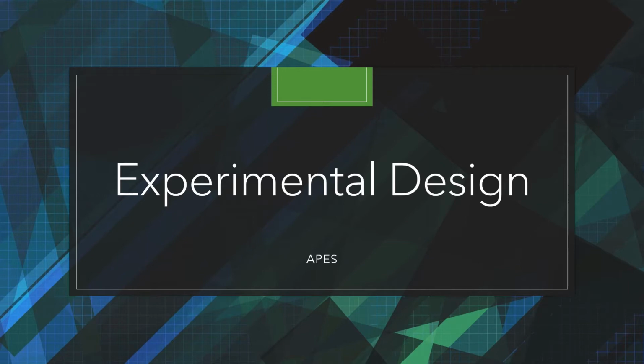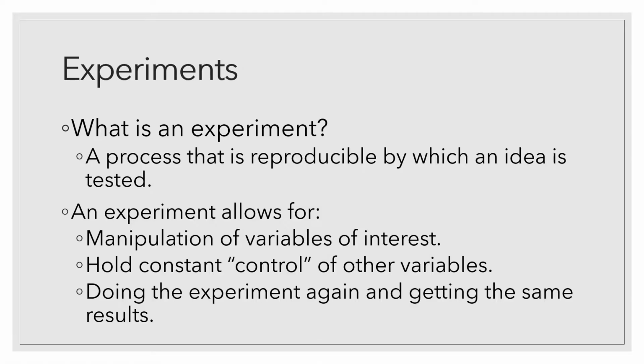Some of y'all asked, what is an experiment, Mr. Tran? And I'll be answering that today. An experiment is a process that is reproducible by which an idea is tested. An experiment allows for three things. Manipulation of variables of interest. This is our independent variable, but we'll get to that. Hold constant control of other variables, and doing the experiment again and getting the same results.